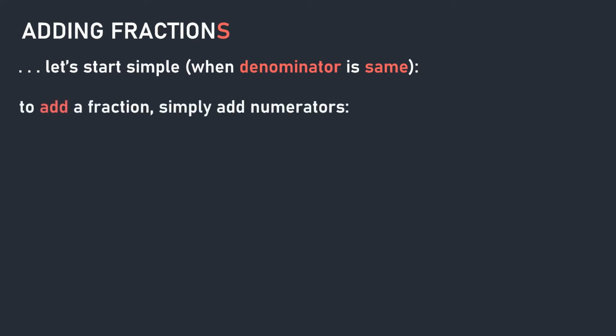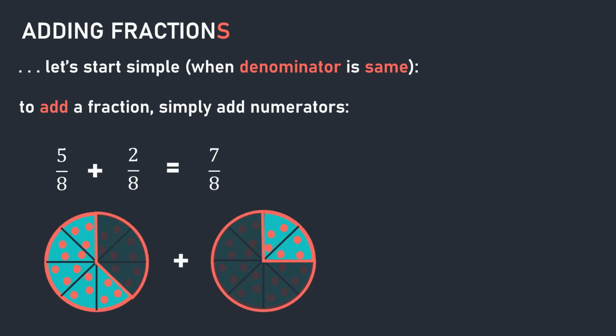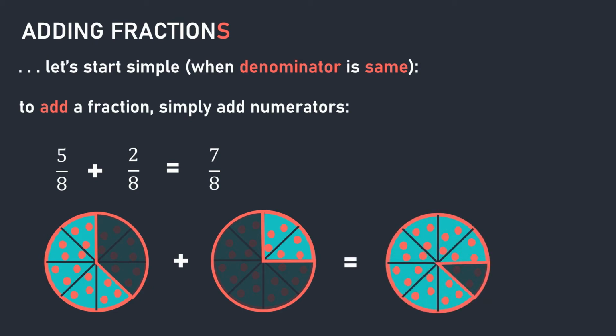So to add a fraction, when the denominators are the same, we simply add the numerators. So using an example, 5/8 plus 2/8 equals 7/8. Once again, you may be wondering, where does this logic come from? So let me explain. Adding 5/8 to 2/8 would be like adding 5/8 of a pizza to 2/8 of a pizza. And so what we're really doing is just adding 5 slices to 2 slices, giving us 7 slices.